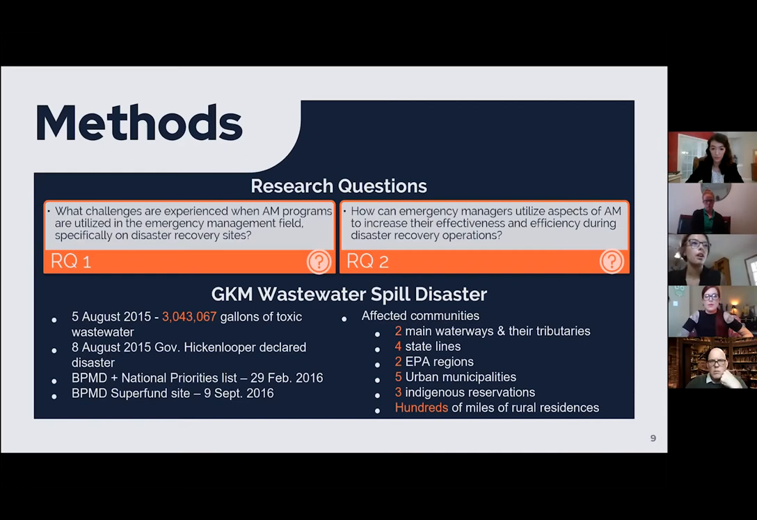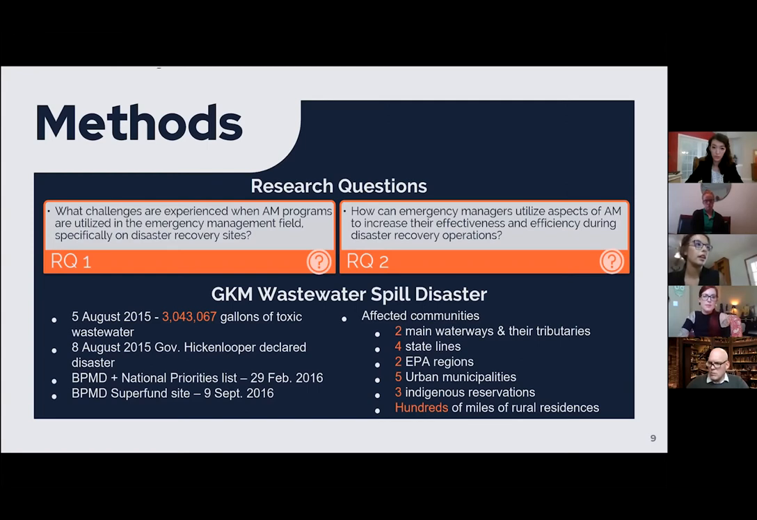This set off a rapid outpour of over 3 million gallons of toxic wastewater into the Animas River. The toxic plume traveled downstream across four state lines, impacting 9 urban municipalities, 3 indigenous reservations, and hundreds of miles of rural communities. The EPA struggled to manage the response and initial recovery of this event as it spans across 2 EPA regions and multiple state jurisdictions.